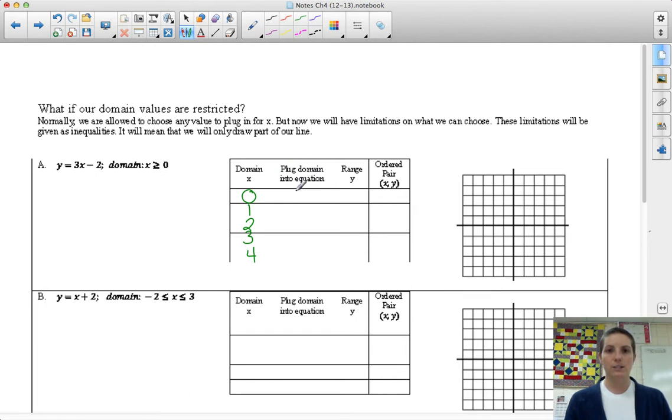Plug the domain into the equation, so we're going to do 3 times 0 minus 2. 3 times 0 is 0, minus 2, so we have -2, which means that we'll graph the point 0, -2, and that will be our starting point. 0, -2 is our starting point. Go ahead and finish your table, and then tune me back in to finish our graph.